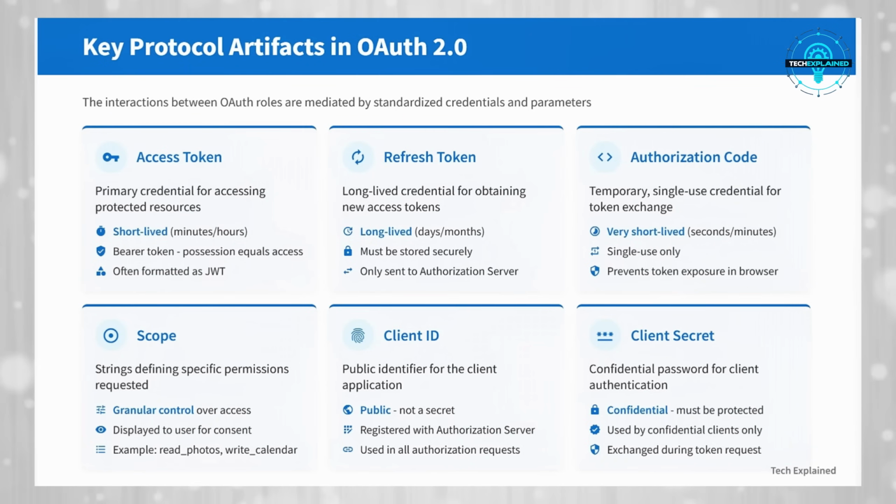The access token is the primary credential used by clients to access protected resources. It's a string representing specific permissions for a defined duration. Access tokens are bearer tokens, meaning whoever possesses the token can use it, so they must be protected. In modern implementations, they're often formatted as JSON Web Tokens, or JWTs, which can carry data about the authorization.